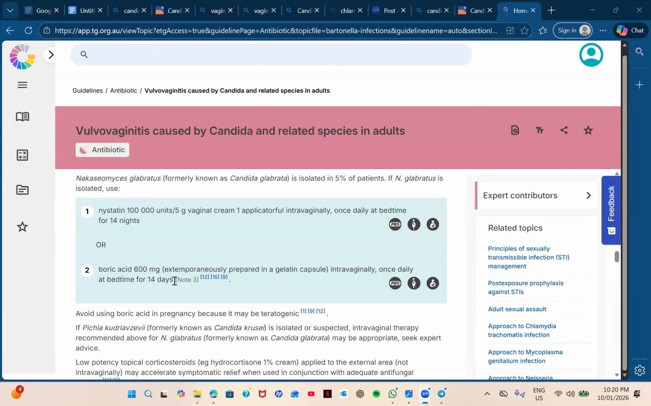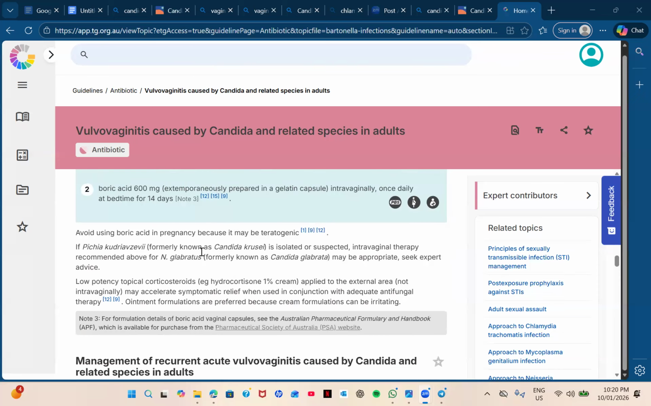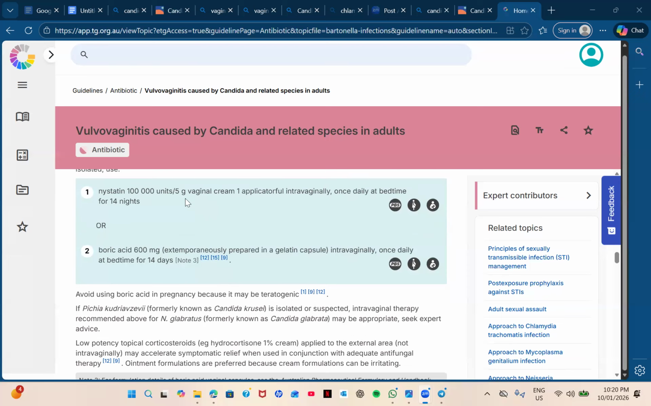Imagine if in some cases the patient is pregnant and has Candida glabrata. In that case, we can't give boric acid, right? But we can go with nystatin. These are scenarios you should remember, because boric acid is contraindicated here. Avoid using boric acid in pregnancy because it may be teratogenic. So if the patient is pregnant and has Candida glabrata, go with nystatin.